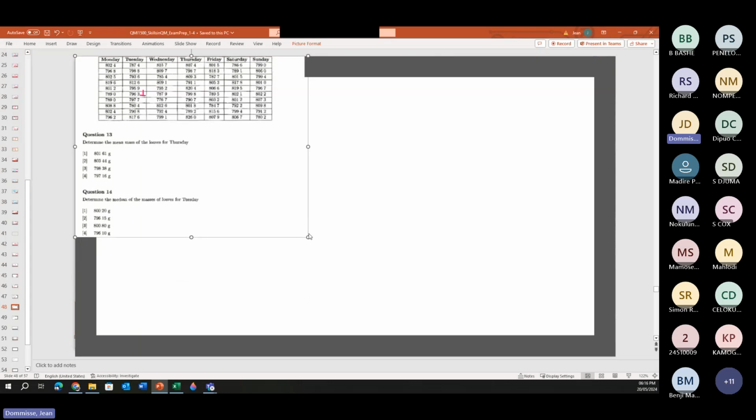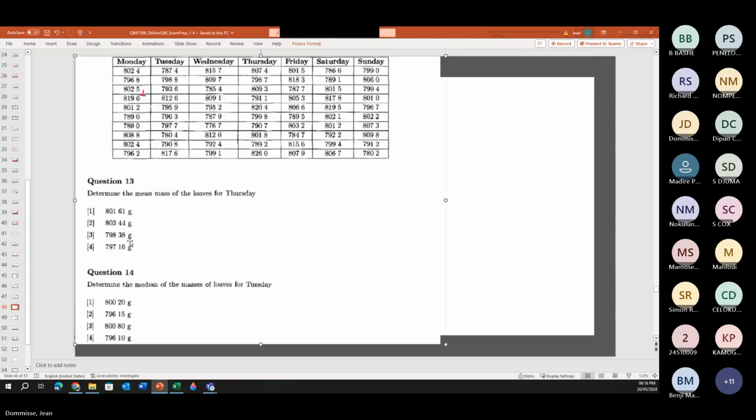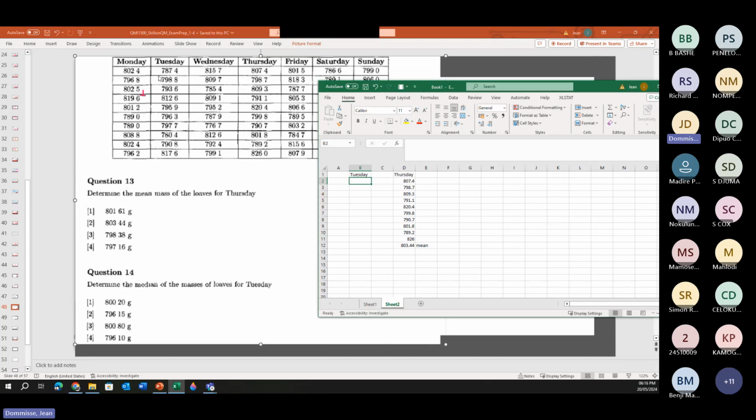So Tuesday median. Now you would still have needed to arrange it from smallest to maximum, and then work out the median. So still not too bad. It is possible to do it by hand.